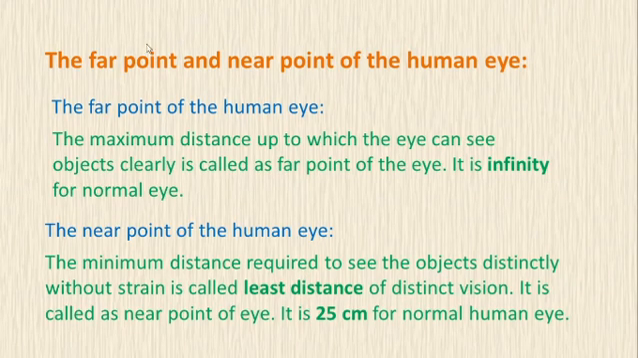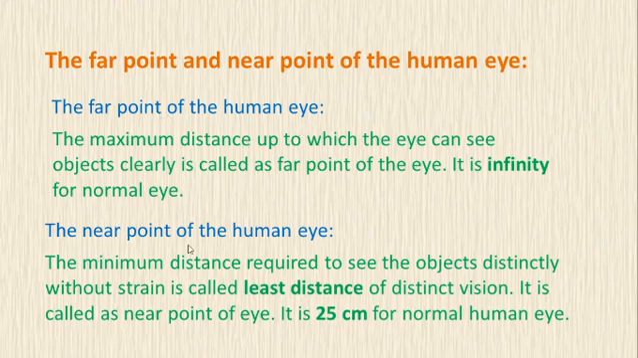Then the next one, the far point and near point of the human eye. The far point of the human eye: the maximum distance up to which the eye can see objects clearly is called far point of the eye. It is infinity for a normal eye. How far we can see at maximum clearly, that is the far point of the human eye.